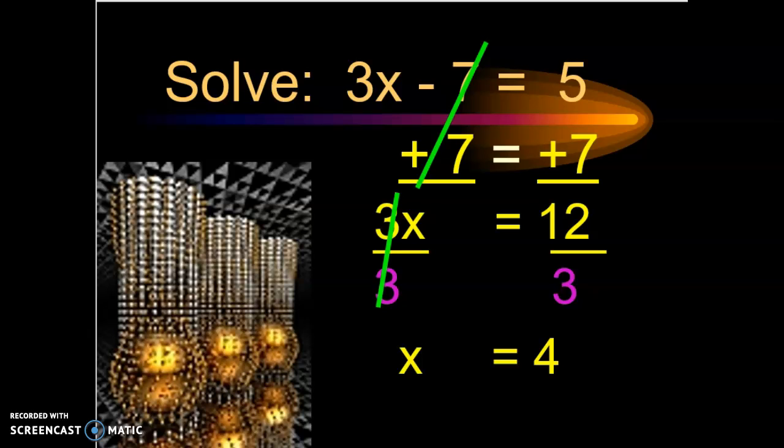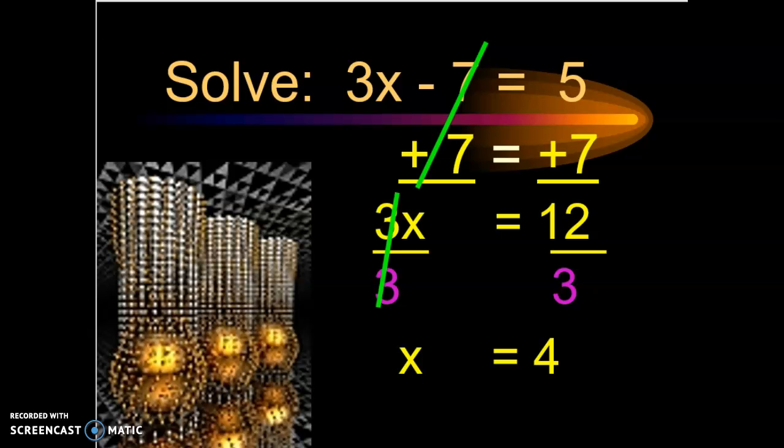Now remember, what I do to one side, I have to do to the other side. So 5 plus 7 gives me 12. Then my second step is to undo the multiplication or division. And in this case, see that 3x, that's times on 3. So to get rid of a times on 3, I do the opposite operation. So I divide by 3. So 12 divided by 3 is 4.